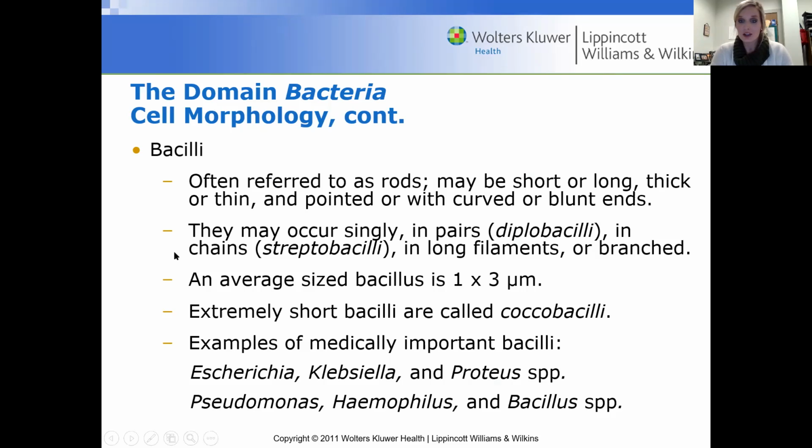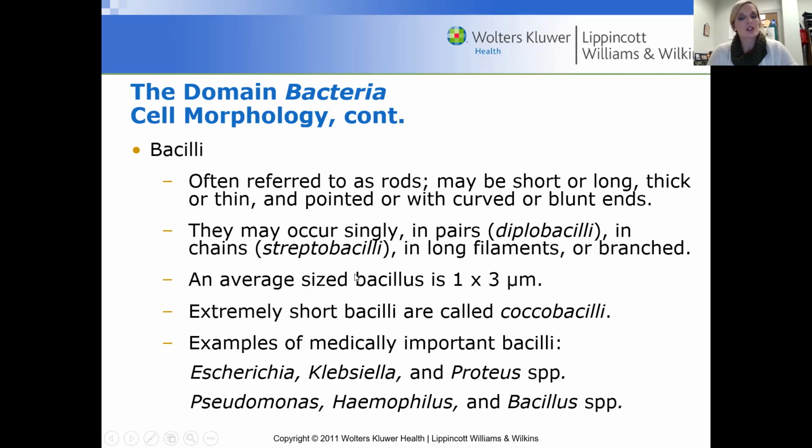Just like our cocci, they can appear just by themselves, so they're just referred to as bacilli. But just like our cocci, if they appear in a pair, so remember that two, we're going to see the same prefix, diplo. These again are your rod-shaped bacteria, so we're seeing diplobacilli. If they show up in chains, same prefix, strepto, so streptobacilli. And again, like I said, there's no such thing as staphylobacilli. They don't show up in clusters. But that's what we're seeing there, just those two. Very similar to our previous slides.